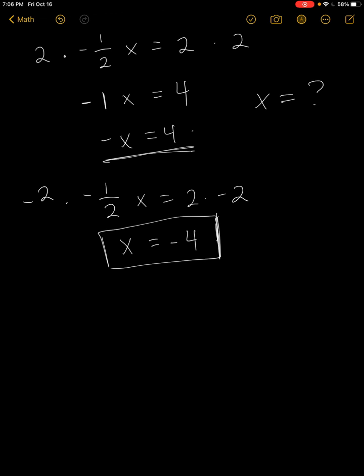And if you do accidentally do it this way, this is not the end of the world. We can fix it. How do I get rid of negative 1? Let's just multiply by negative 1. And we do it to both sides. Negative 1 times negative 1 is positive 1. 4 times negative 1 is negative 4. And I still got the right answer, right?